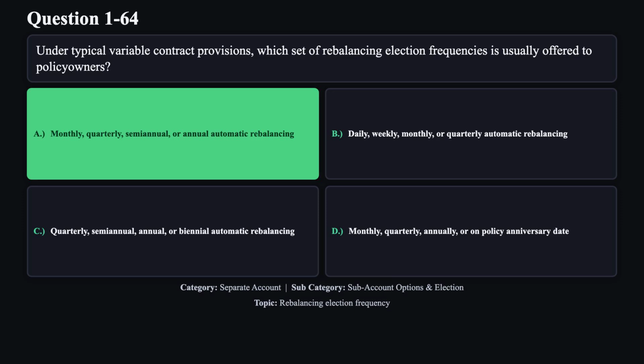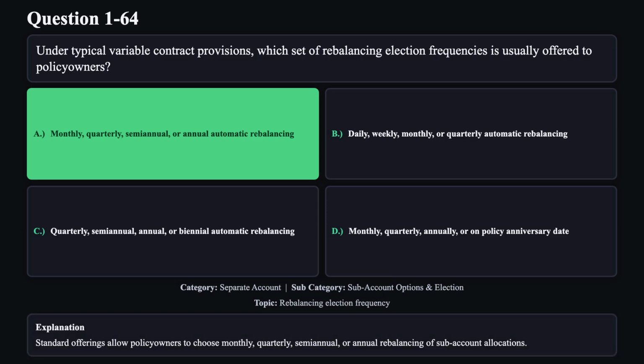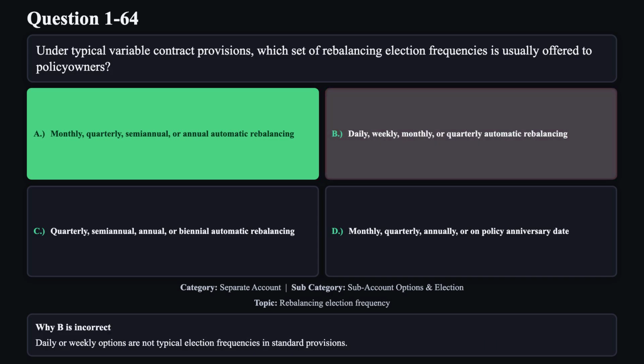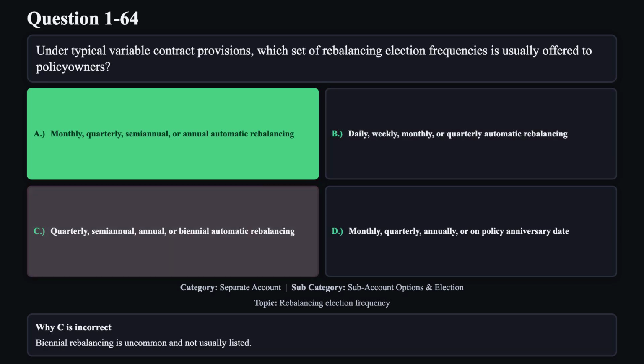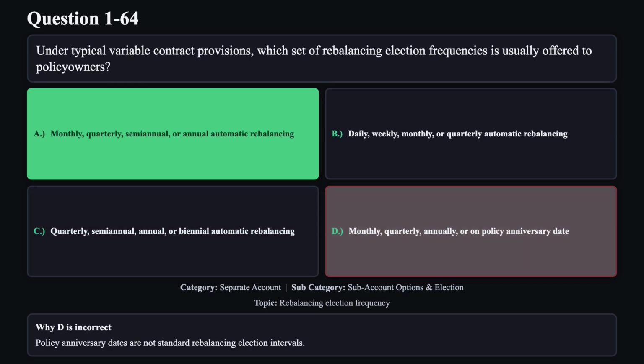The correct answer is A. Standard offerings allow policy owners to choose monthly, quarterly, semi-annual, or annual rebalancing of sub-account allocations. Reason B is not correct. Daily or weekly options are not typical election frequencies in standard provisions. Reason C is not correct. Biennial rebalancing is uncommon and not usually listed. Reason D is not correct. Policy anniversary dates are not standard rebalancing election intervals.